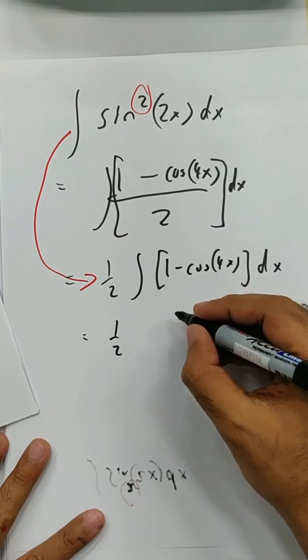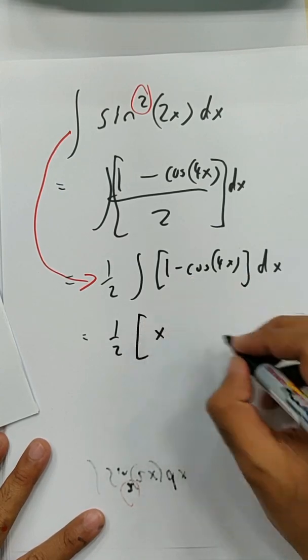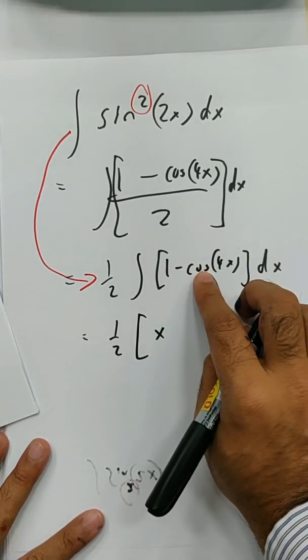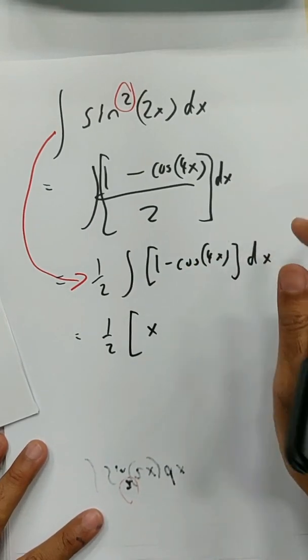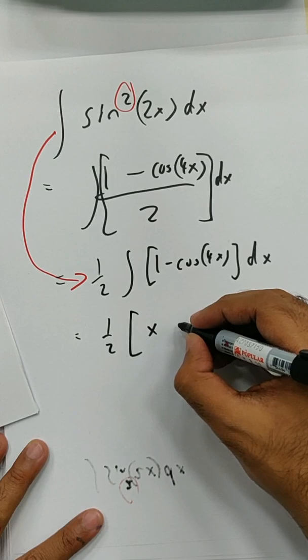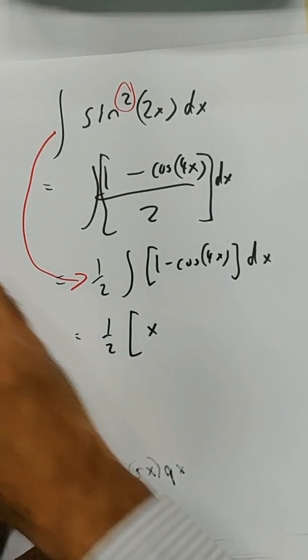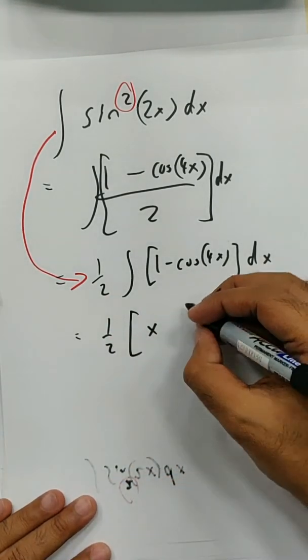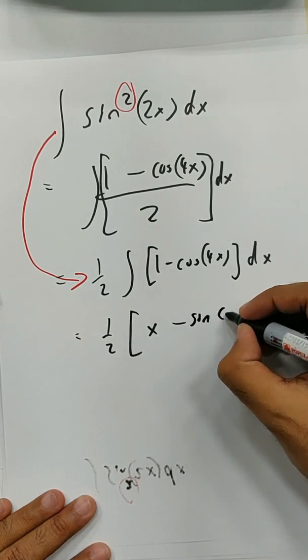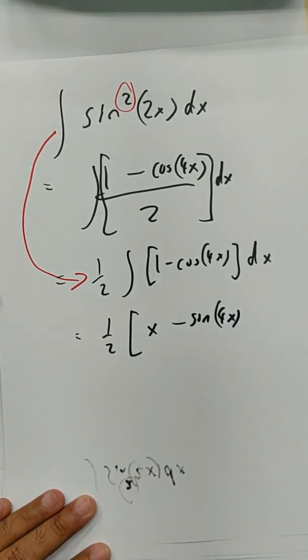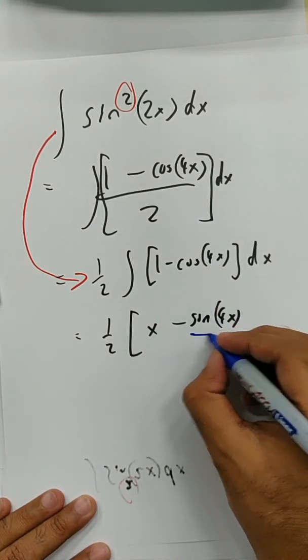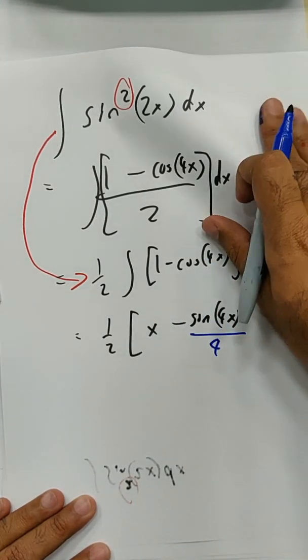Integrate 1, what do you get? As easy as that. Integrate cos, or differentiate what? You get cos. A negative sign. Do I smell danger? Remember, you need to differentiate inside here. Oh, sorry.